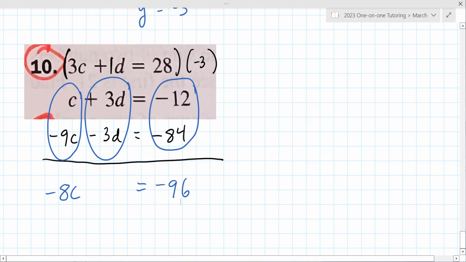The key to this elimination is: did you get something where it's all opposite in signs and cancels? And it does. So this is good. And then you divide by -8. So C equals 12.